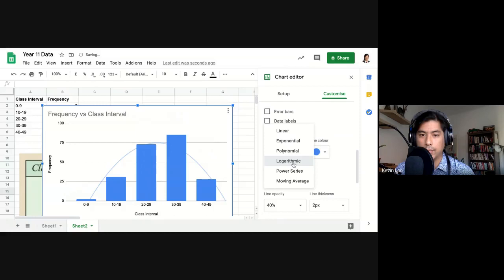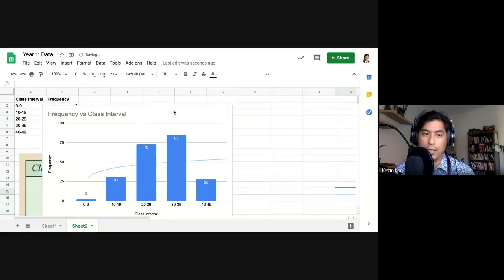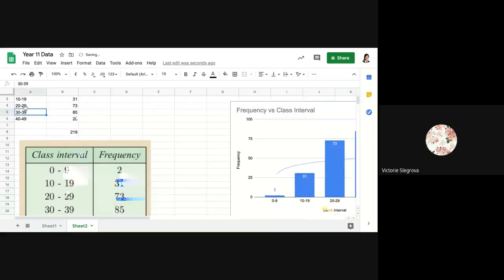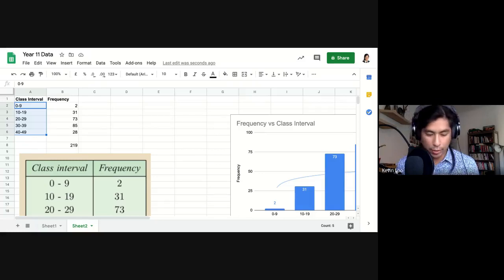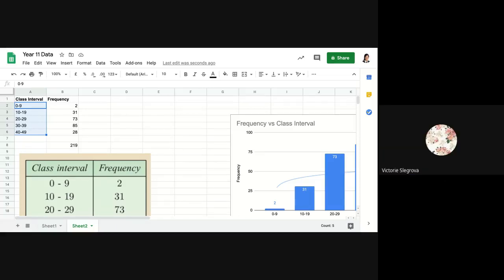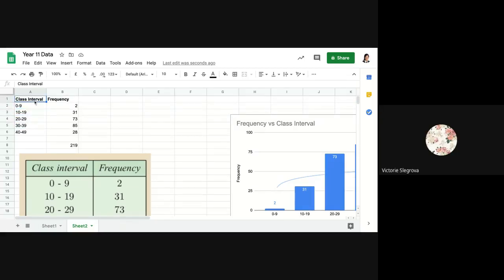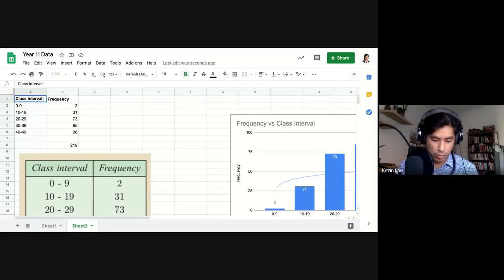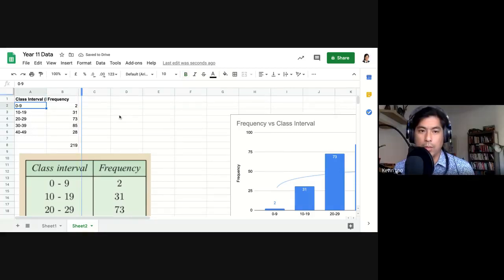Mr. Liu, yes, what does class interval mean? Good question, Victoria. The class interval is just the group category. Class interval equals group category. What does interval mean? Interval just means from somewhere to somewhere else, right? The group category is 0 to 9, 10 to 19. Oh, sorry, this was exam scores. I'm sorry, I'm stupid. Oh, you're not stupid.